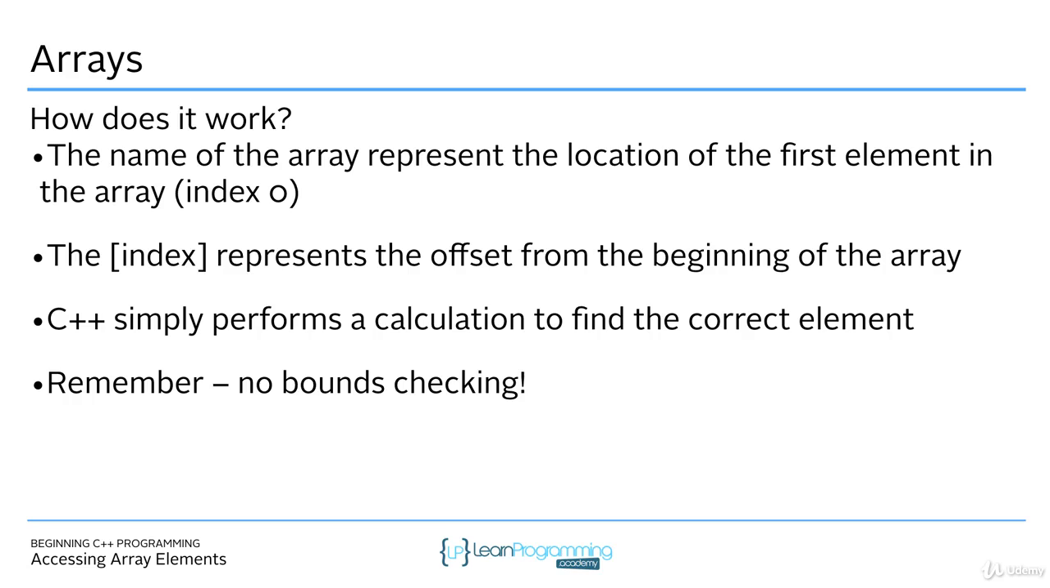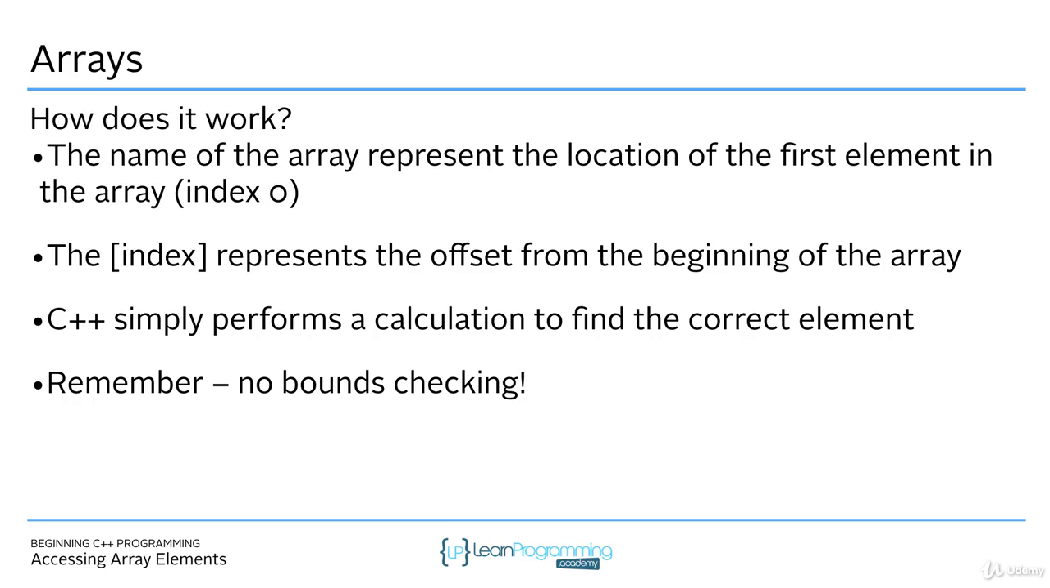For example, if you want the element at index 2, all the compiler has to do is go 2 integers away from the beginning of the array, and there it is. Or 2 doubles, or 2 whatevers. The compiler uses the sizeof operator to determine where the element will be. This is one reason why raw arrays in C++ are so efficient. But remember, there is no bounds checking, so be careful.